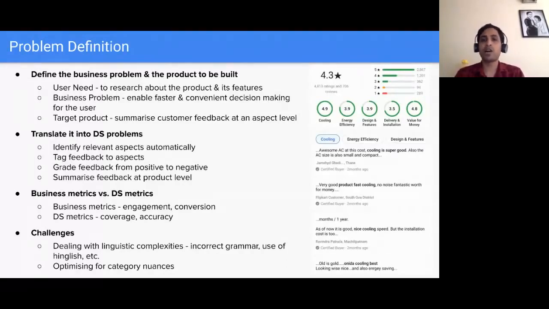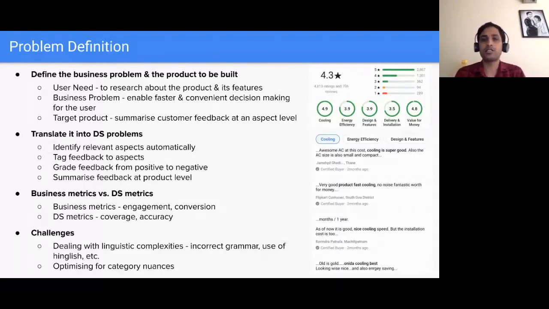The second is, how do I organize my feedback around these aspects? A lot of people write a lot of things in the reviews today. So how do I identify which are those reviews which are talking about, say, energy efficiency? How do I organize all my reviews around these aspects? That's the second data science problem that we need to solve for.